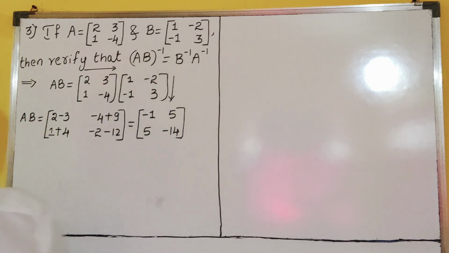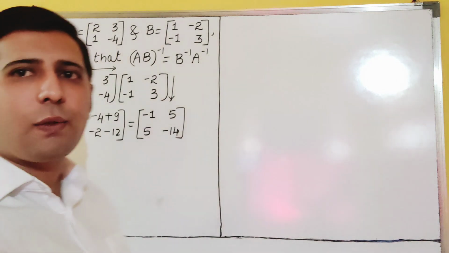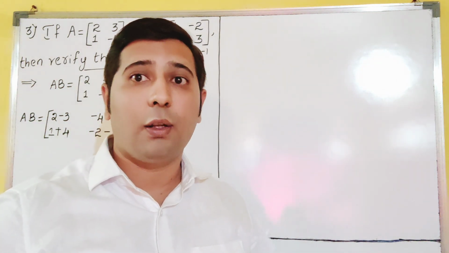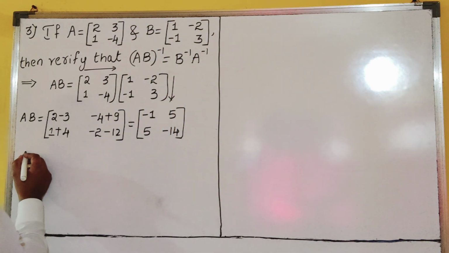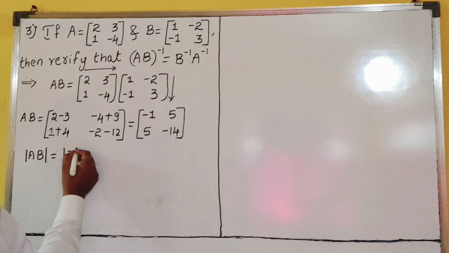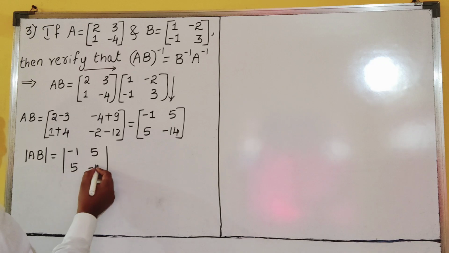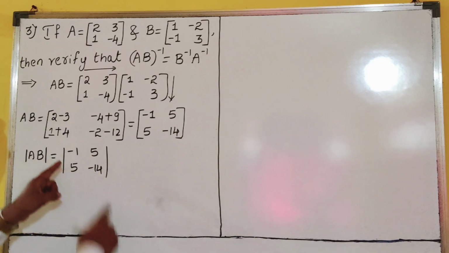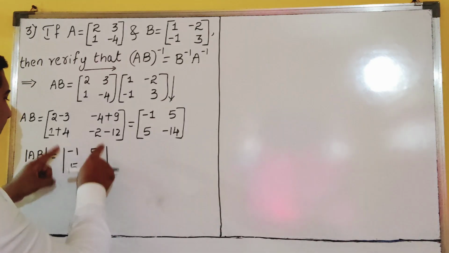LHS, I am saying, dear students. (AB) inverse, how we can find, you see. If you are finding (AB) inverse, the inverse exists if the determinant value is not equal to 0. So let us find first the determinant of AB. So determinant of AB, see here: minus 1, 5, 5, minus 14. See how I am writing the determinant. These are parallel lines.